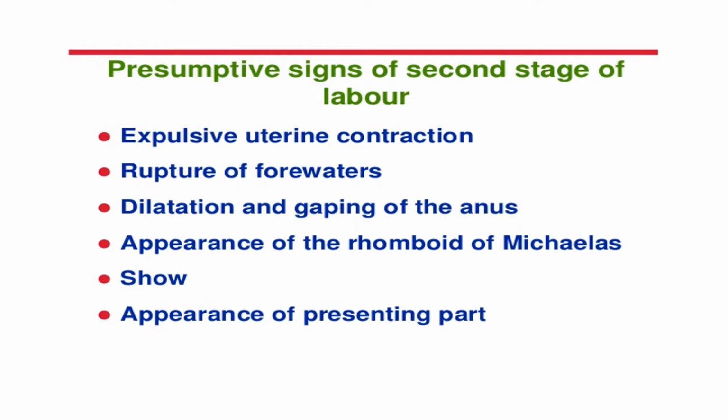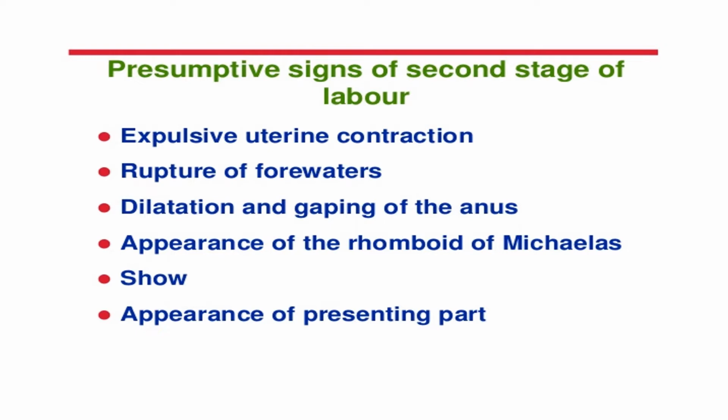Rhomboid of Michaelis means it's a kite-shaped area that includes the three lower lumbar vertebrae, the sacrum, and the long ligaments. These three things will form a kite-shaped area. This area will become more prominent when the baby is descending into the pelvis, because as the baby is coming down, this area will get projected outward, and the examiner, the nurse or doctor, will be able to see that triangular area and differentiate it.